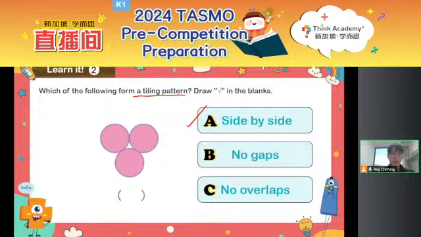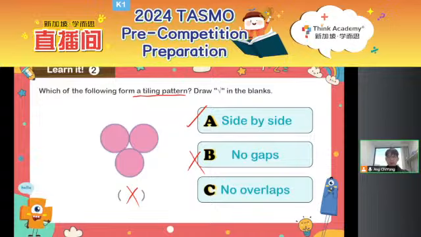Are there any gaps in between? Let's take a look. Is this a gap? Yes, it is. So remember, our tiling should not have any gaps here. Otherwise, the wind will blow through, right? And then you'll be really, really cold. So this is wrong already. So do we take this? No, we should box it. This is not a tiling pattern.